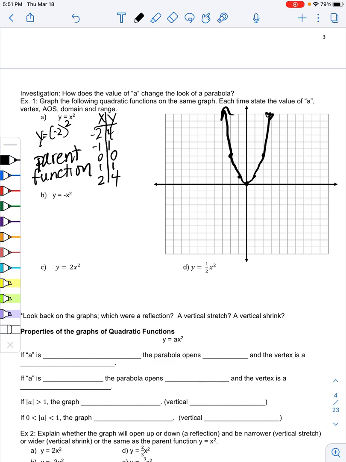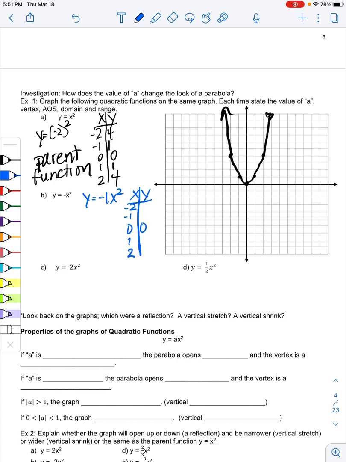Okay, the next one I have is y equals -x squared. When you see the negative in front, remember that when we don't see a coefficient, it's always 1. So this is like a -1x squared. Go ahead and write the -1 so you don't lose track of it. My vertex is still 0, 0, so that goes in the middle, with 2 points to the left and 2 points to the right.